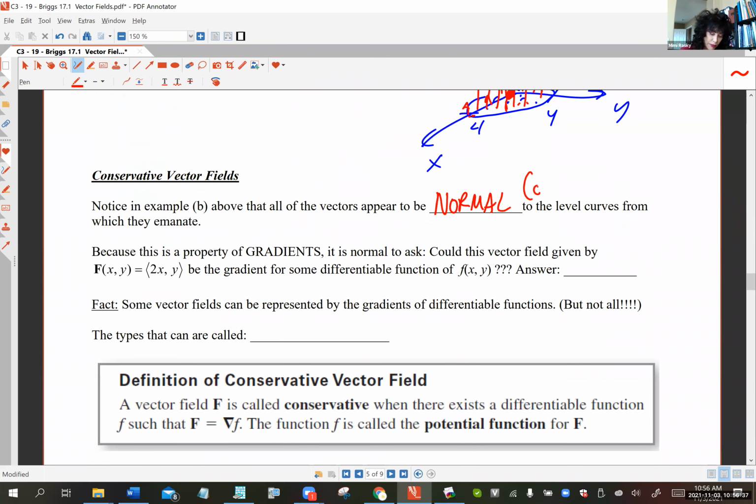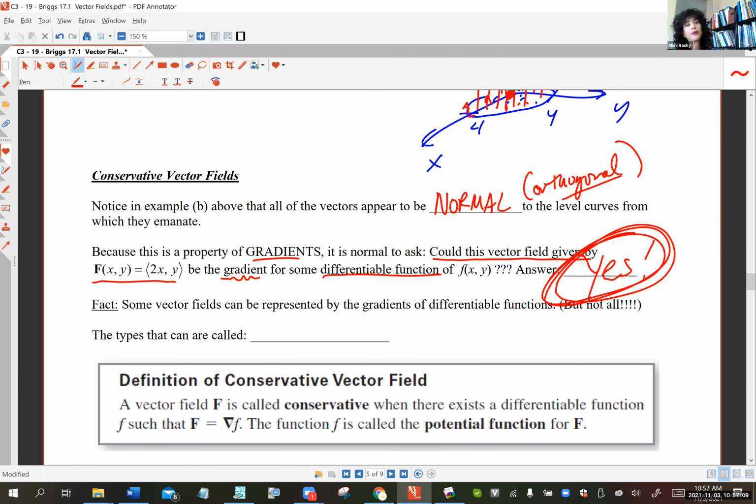When we're talking about normal there, we're talking about orthogonal essentially. Because this was a property of gradients, I hope you remember from our last module, that when you sketch gradients, they're always orthogonal to level curves. The question could be, could this vector field given by f(x,y) = 2xy be a gradient for some differentiable function f(x,y)? And the answer is yes. And that is a big deal for us as well as for physics folks.